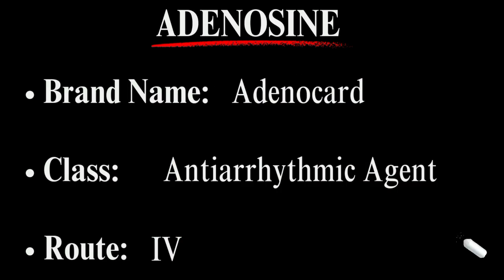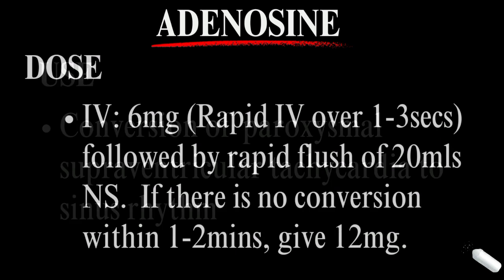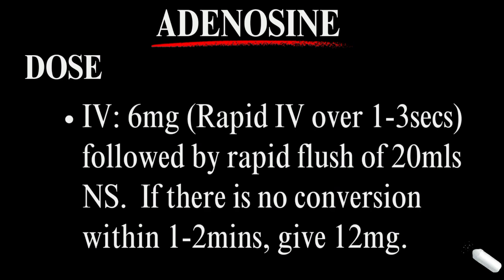Adenosine is sold under the brand name Adenocard. It's an antiarrhythmic agent that works by slowing cardiac conduction in the AV node. The route of administration is IV. It's used in the conversion of paroxysmal supraventricular tachycardia to sinus rhythm or normal rhythm. The IV dose is 6 milligrams as a rapid IV push over 1 to 3 seconds.